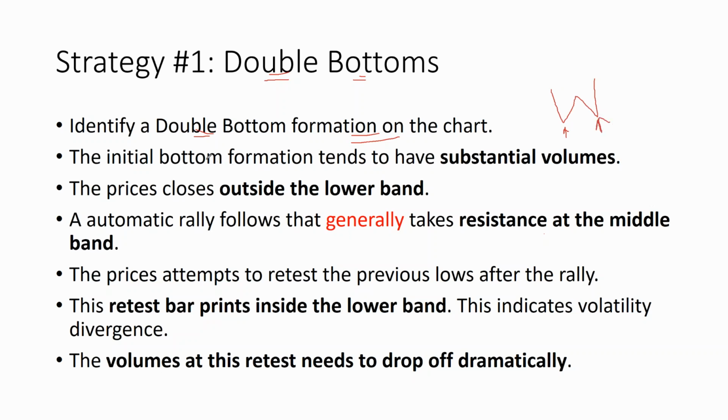The initial bottom formation tends to have substantial low volumes. Now you have to see, the first bottom should have low volumes. This bottom should have low volumes. The prices close outside the lower band. The third is the price on this low should be outside the Bollinger Band. When you see it on the chart, everything will be clear. Just follow what I am telling right now.